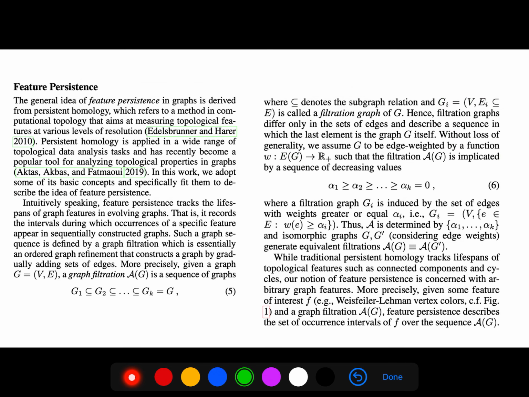The general idea of feature persistence in graphs is derived from persistent homology, because you can always create a filtration on graphs like this. So it's just an ordered graph refinement that constructs a graph by gradually adding sets of edges until you get the full graph.